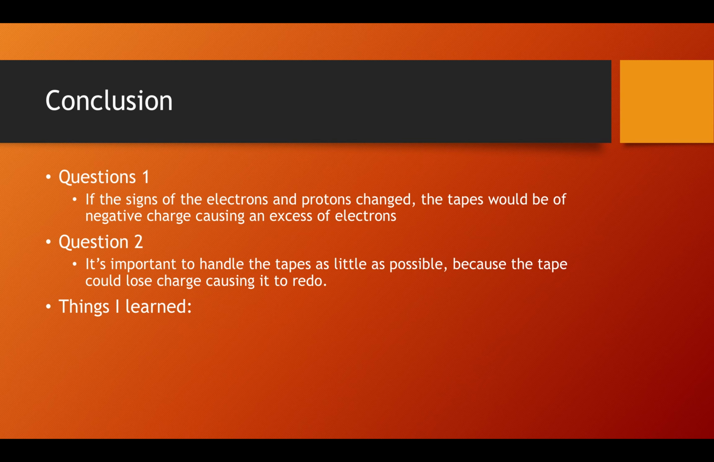So for my conclusions, the question was asking, if the signs of the electrons and protons were to change, what would happen? The tapes, instead of being a negative charge, would be a positive charge, causing an excess of electrons. And the second question: it is very important to handle the tapes as little as possible, since they're very sensitive to the charges. You never know, you could lose a charge, causing us to redo the experiment.